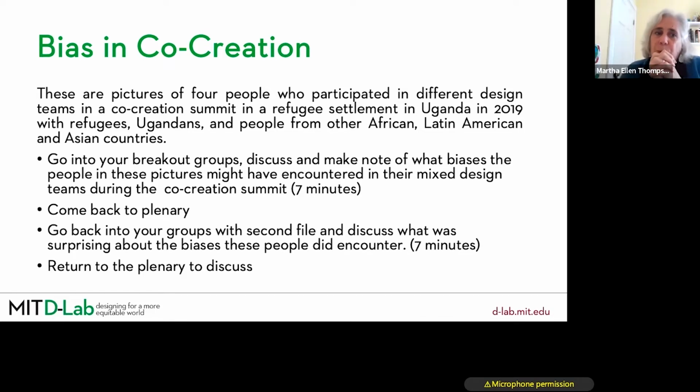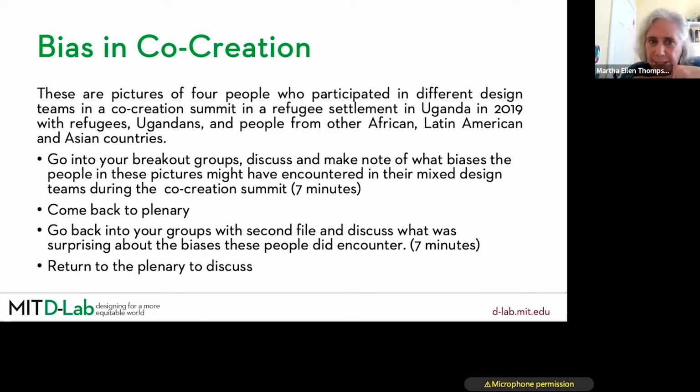So we're going to ask you to go into your breakout groups. Each breakout group is going to have a file. Look at the pictures in the file and discuss, and please make note of what biases you think the people in these pictures have encountered in their mixed design teams. You'll have about 7 minutes to do that. Basically, you're going to look at the pictures and try to figure out what kind of biases each of those people might have confronted.